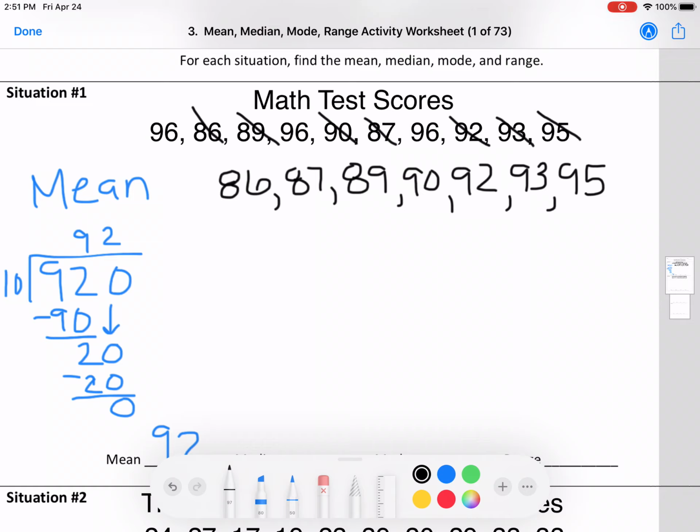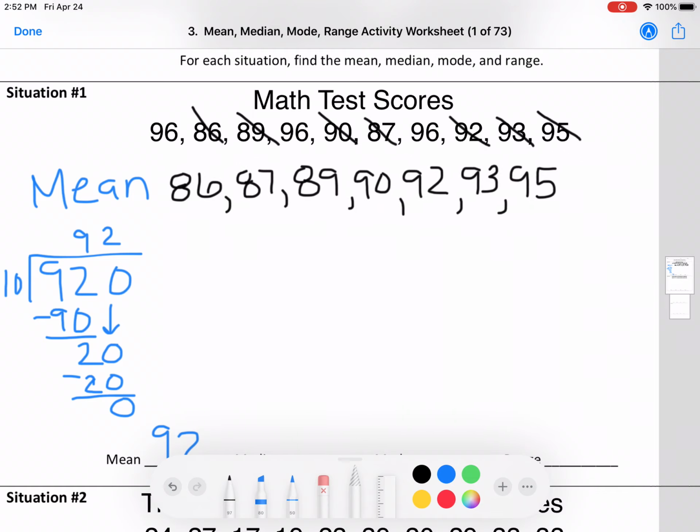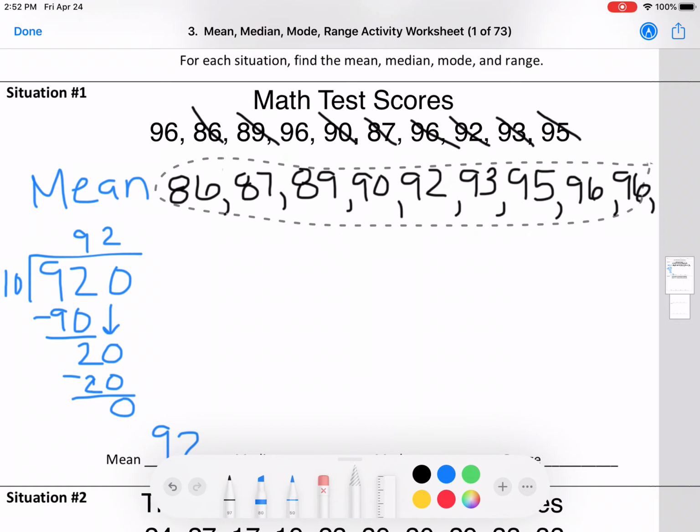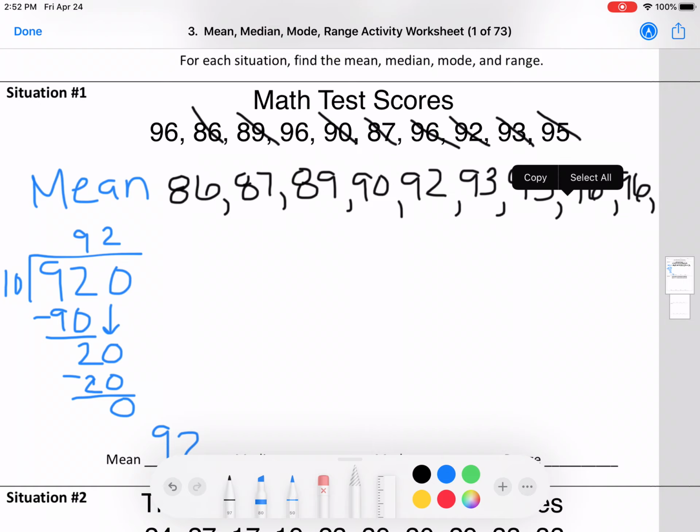Let me see if I can move this over real quick so I have some more room. And then comes in my list 96, 96, and then one more 96, which I ran out of room for again, so I'm going to scoot this over just a little bit more.